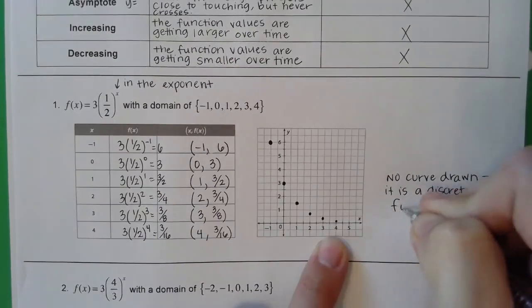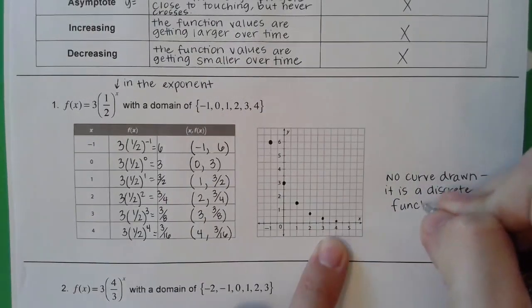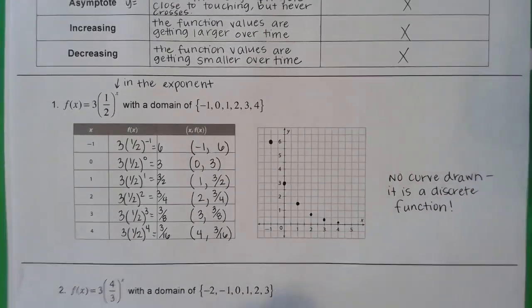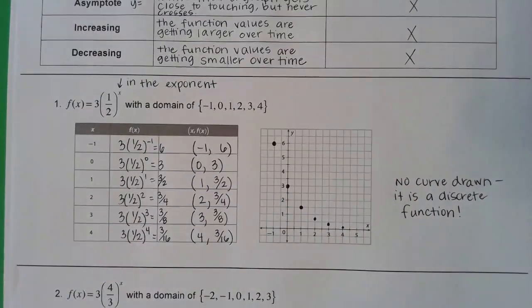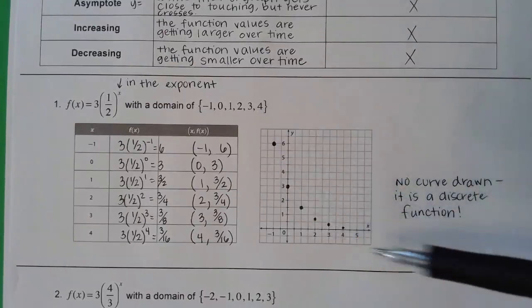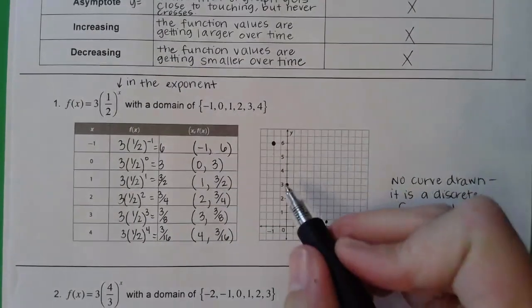Sometimes the lines are drawn erroneously just to give you the pattern, but we're not going to draw the line on it because it's a discrete function. But you can see where the line would go. There are a couple of things that I want you to notice about this graph.